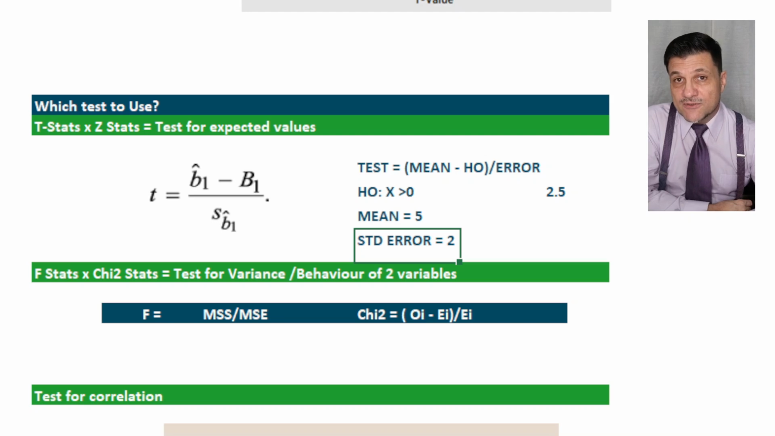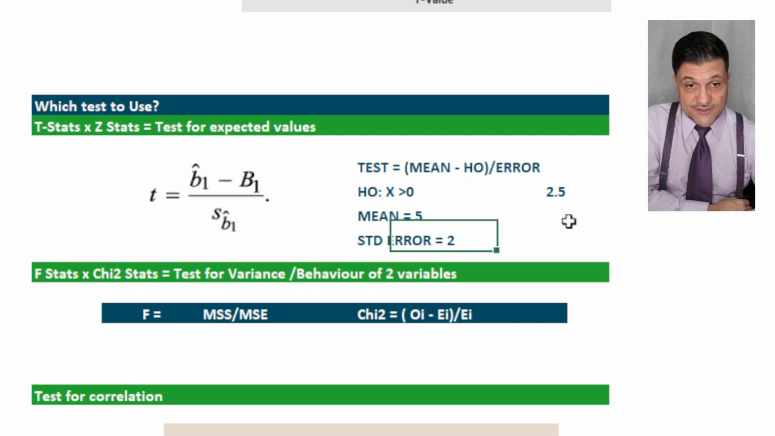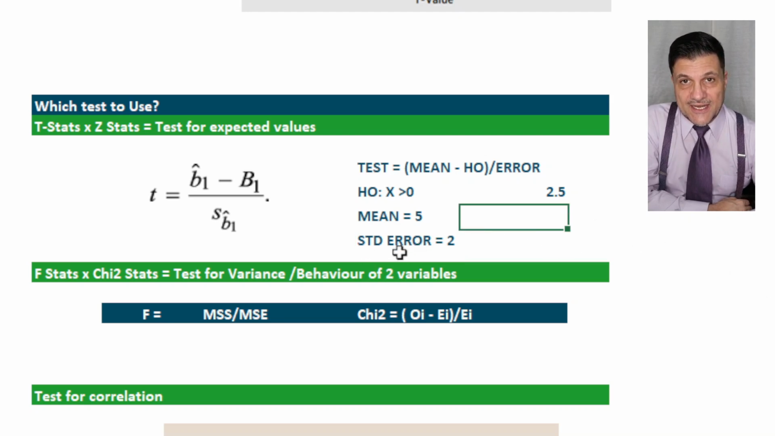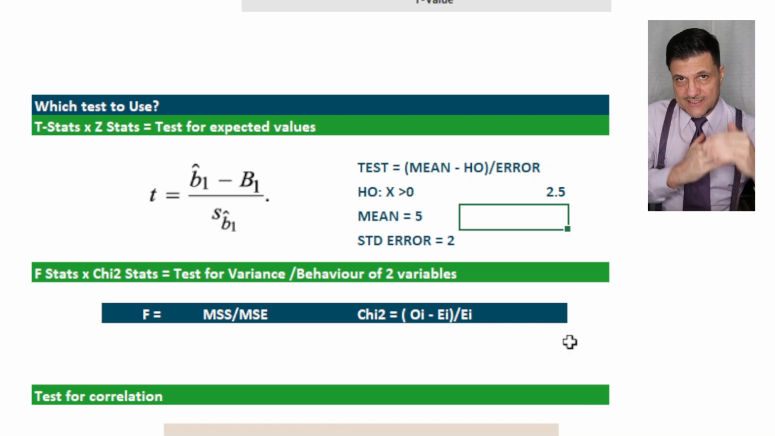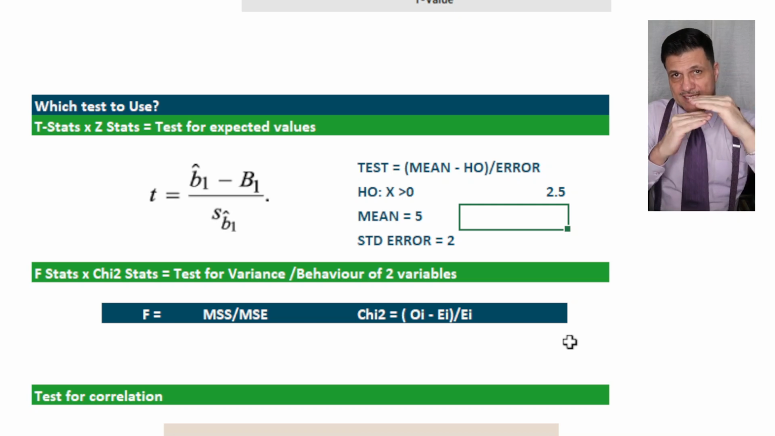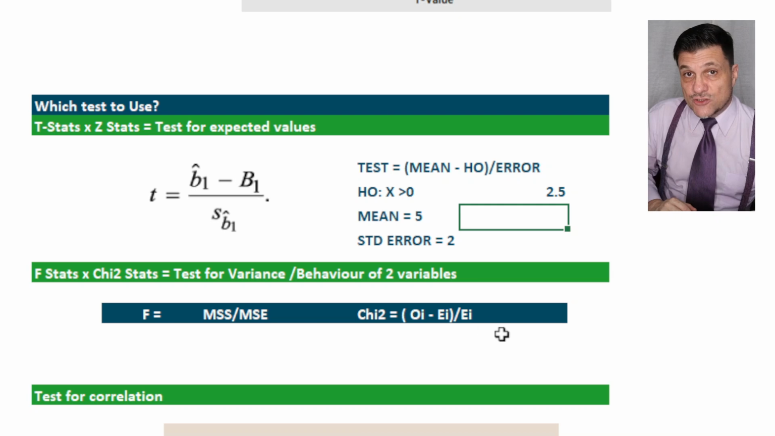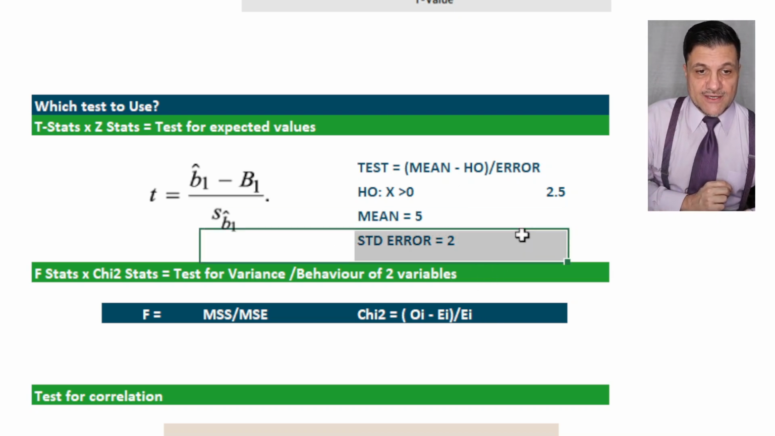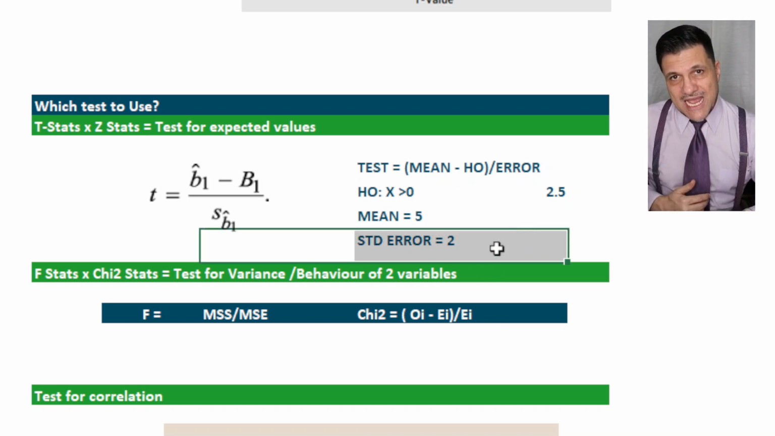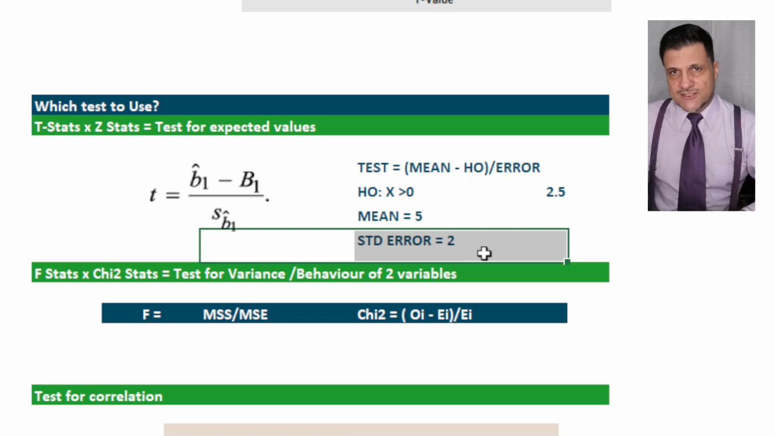Increase the sample size. That's another answer. Okay? Because the standard error is the standard deviation of population divided by the square root of n. Right? That's the error. If I increase n, which is in the denominator, I decrease the error and I increase my chances to reject the hypothesis. So the smaller the error, more chances to reject. The larger the error, lower chances to reject.